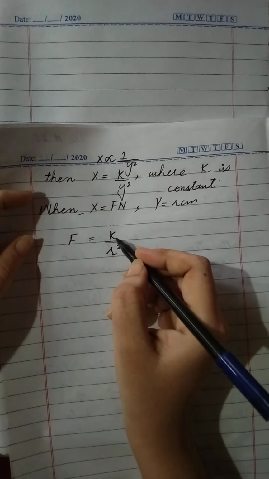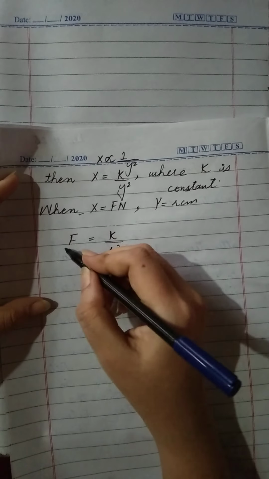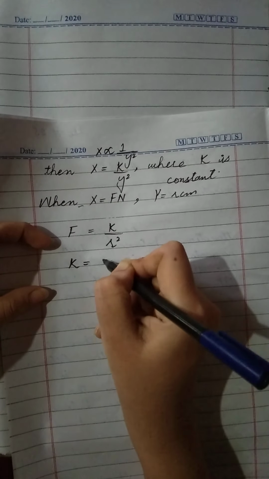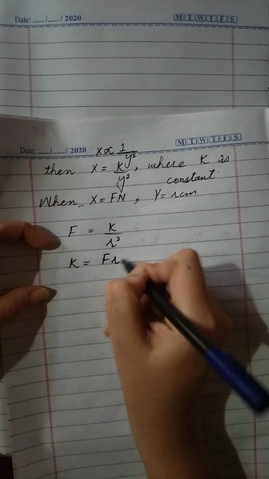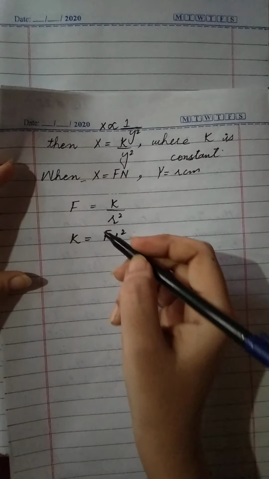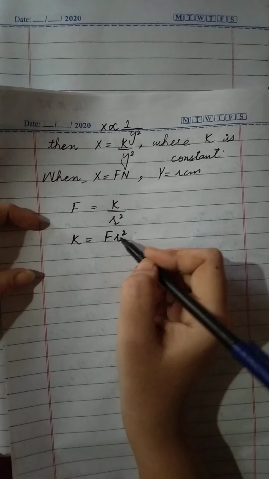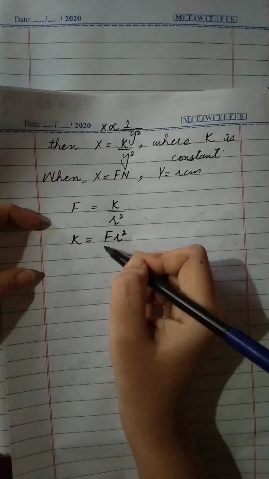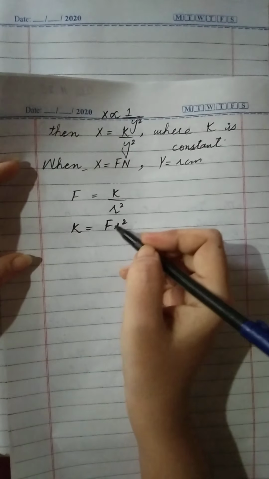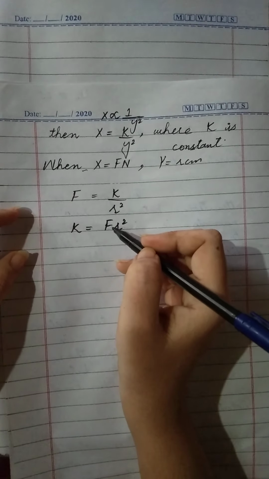If you want to find the value of k, then two methods are there. First, you will multiply by r square on both sides, or you will cross multiply. So k is equal to f r square. Clear? K is equal to f r square. Okay, fine. Now we'll move. Later we can place these values. K is equal to f r square.